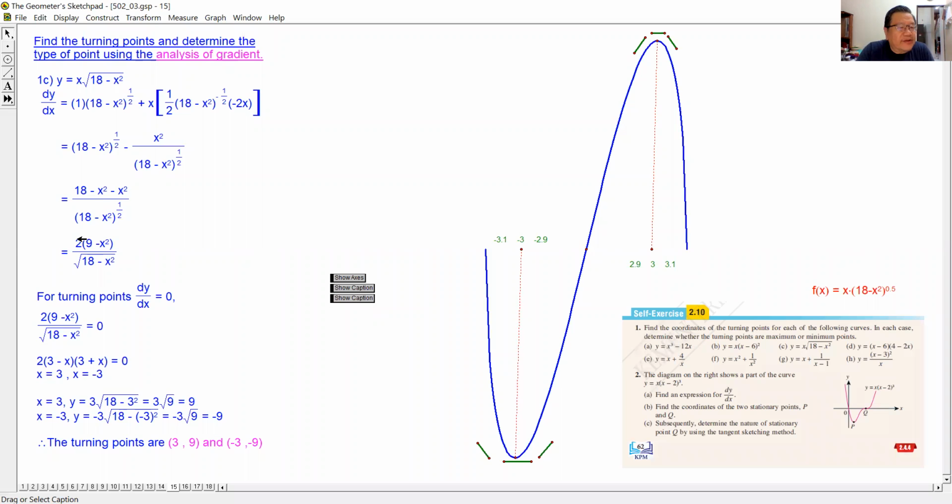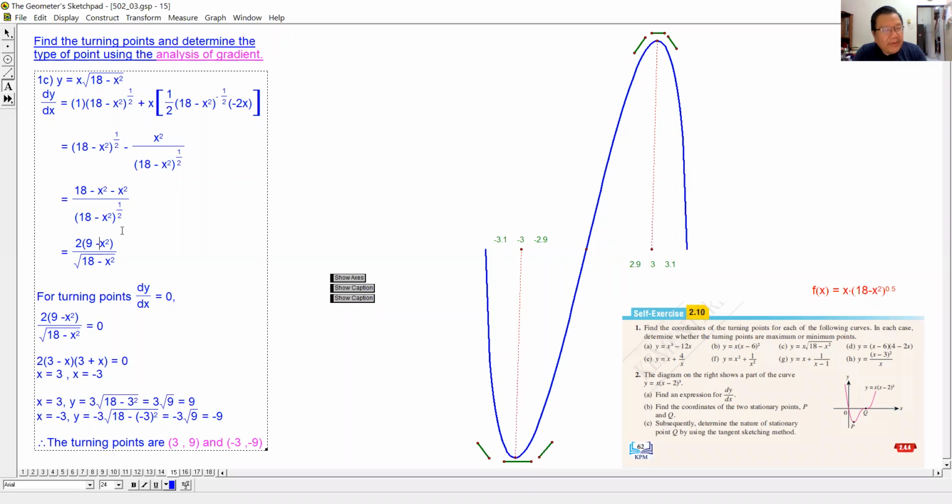So I try to simplify by factorizing. This 18, I take out 2, becomes 9. Negative 2x squared, take out 2, becomes x squared. Okay, right. So this is the dy dx.